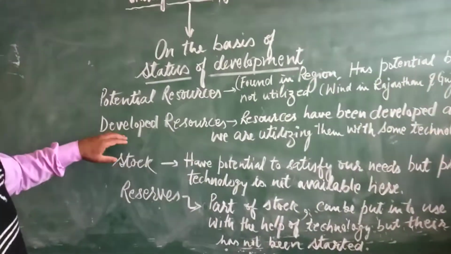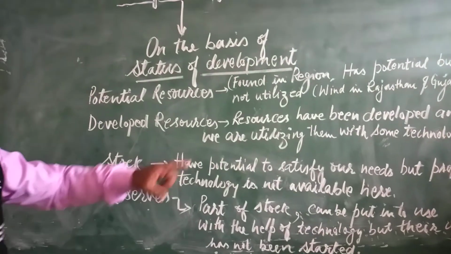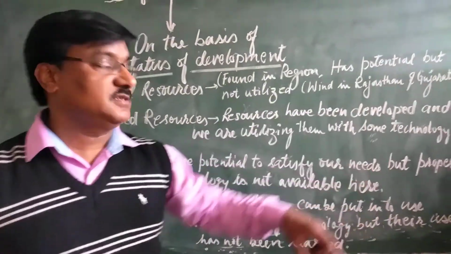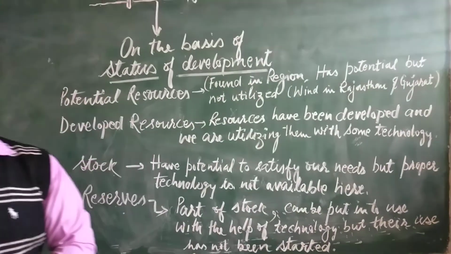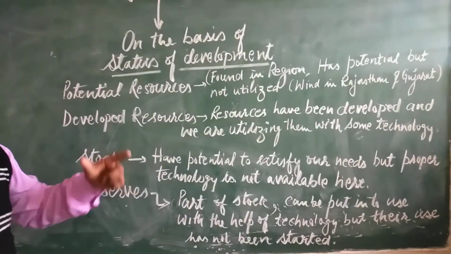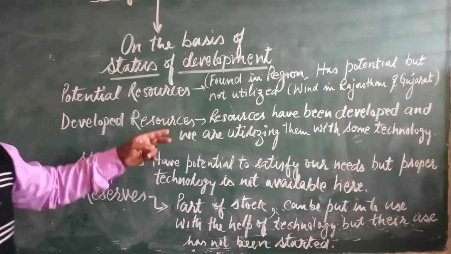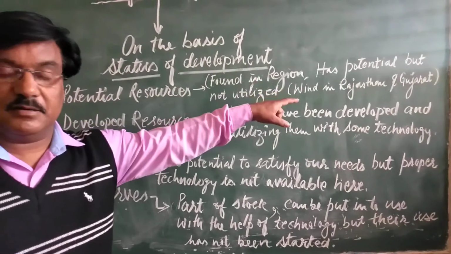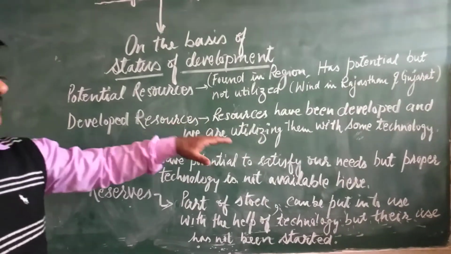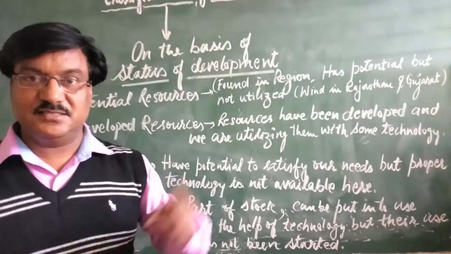In the same way, developed resources are the resources which have been developed by us and we are utilizing them because we have the technology to utilize them. That's why we are using these resources. There is a great difference. Potential resources have not been utilized in a proper manner, whereas developed resources are utilized with some technologies. There is a difference between them.